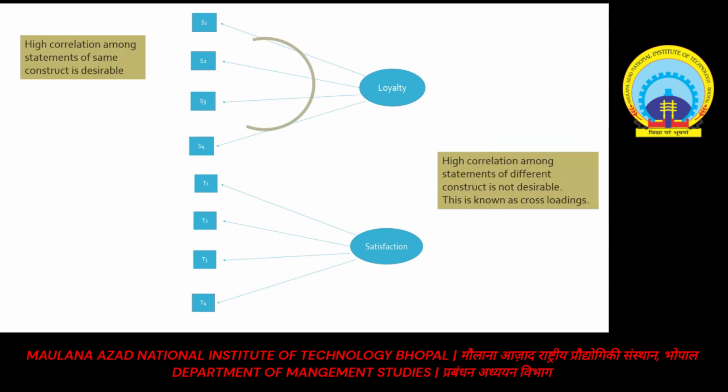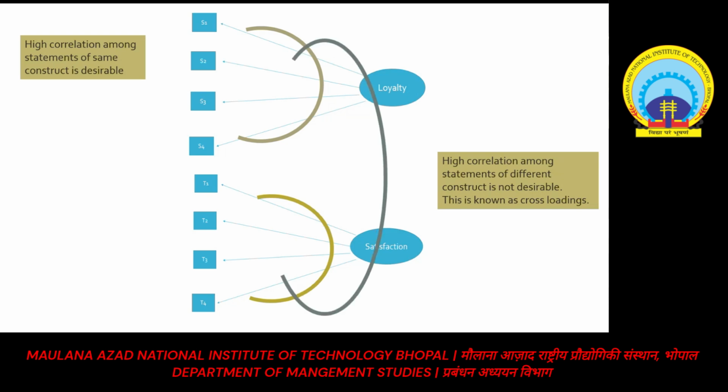Just see on the screen. High correlation or low? Come on, high or low? High. High or low? Okay. High or low? Low. So this is desirable. This is desirable. And this is not desirable. Please take the screenshot of it and draw it. Okay. This is not desirable. Please take the screenshot.